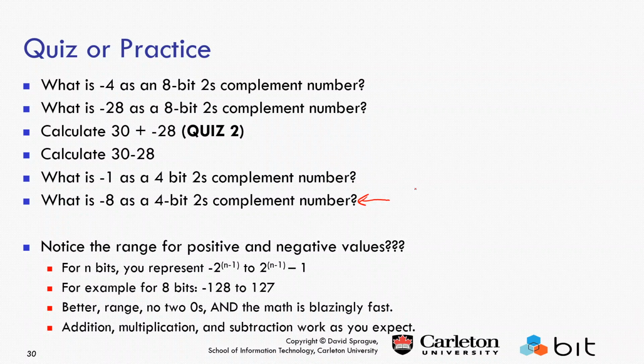What is 8? It is 1, 0, 0, 0. Yep, there you go. That would be normally what I would represent 8. But remember, I can represent up to 7. So this is actually not the number 8 at all. This is actually a negative value. This is negative 8. What if I do the flip and add 1?